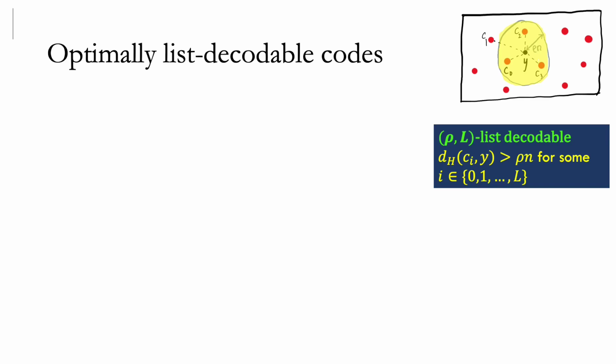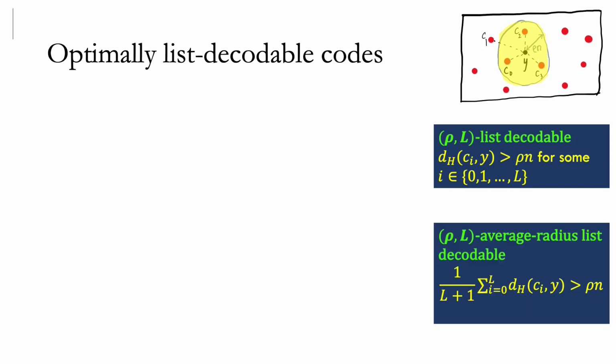We say that our code is (ρ, L) list decodable if for any message y there are at most L code words that are close to y, as in a distance of ρ times n. A stronger notion is what is known as average radius list decoding, where for any L plus 1 code words, it's not just that one of them is excluded from this Hamming ball of radius ρ times n, but rather the average distance is greater than ρ times n. And it's easy to see that average radius list decoding is stronger.